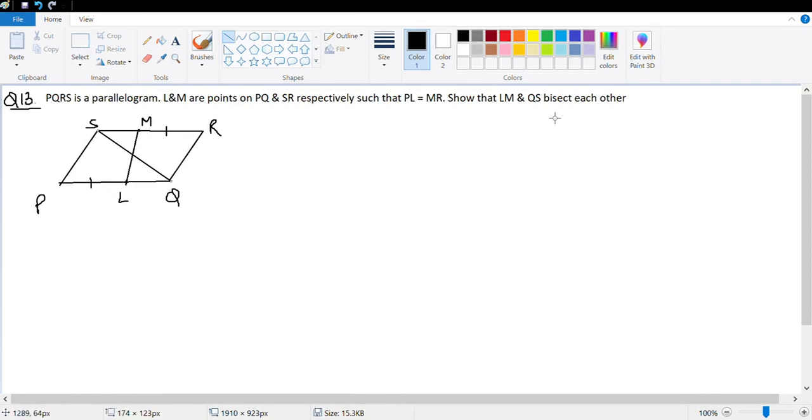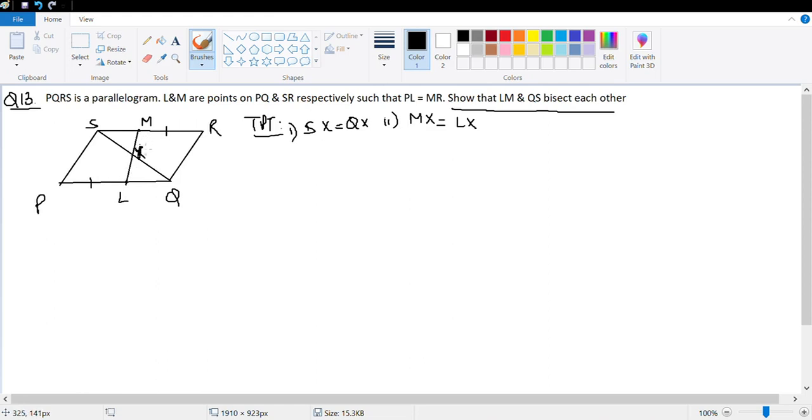bisect each other. Now what does it mean that bisect each other? What will I have to prove? We will have to prove if they bisect each other, which means let this bisecting point be, let's say, X. What I'll have to prove is SX is equal to QX, and what I'll have to prove is MX is equal to LX. So this is what I have to prove if I have to prove that they bisect each other, which means X is the midpoint of both SQ as well as ML.